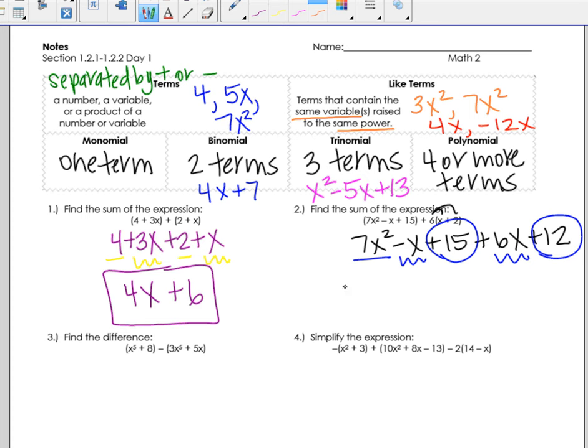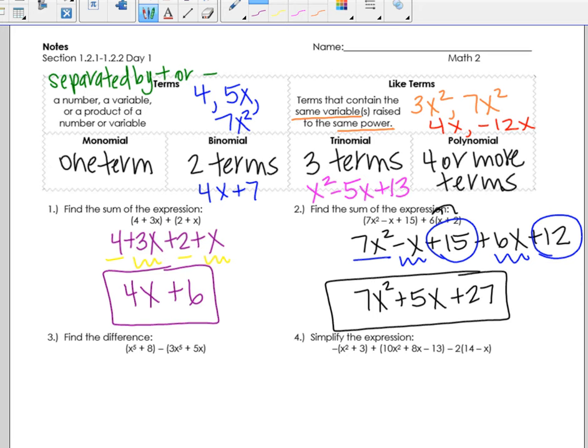I'm a visual person, which is why you see me do the underlines, the squiggles, the circles. You don't have to do that. It's totally up to you. So again, we want it in standard form, so start with your highest exponent. So 7x squared. Negative 1x plus 6x is a positive 5x. And then 15 plus 12 is 27. So that is your final answer there.